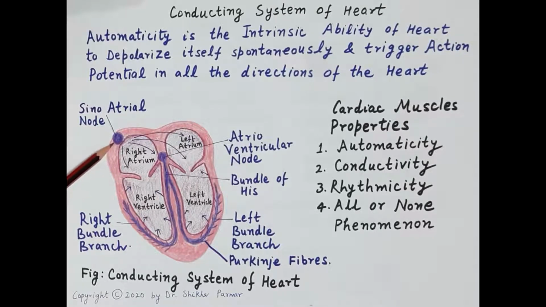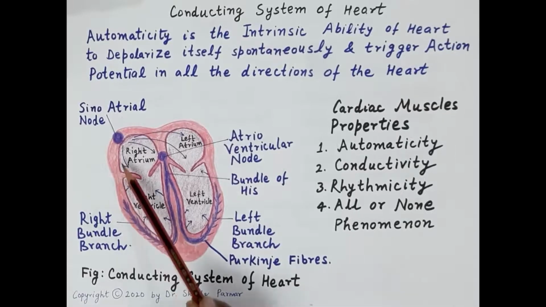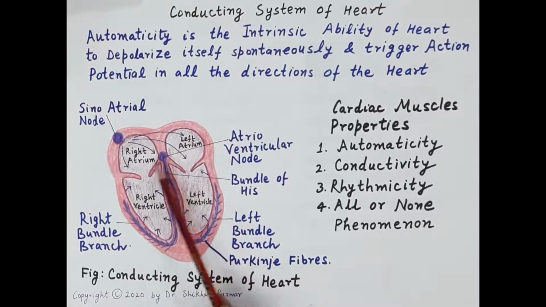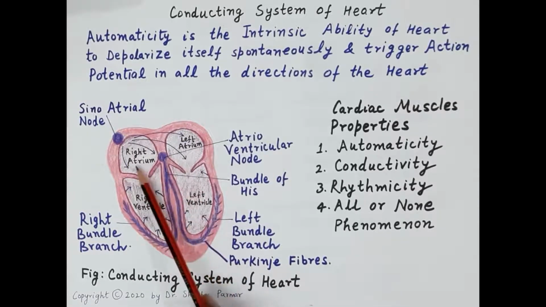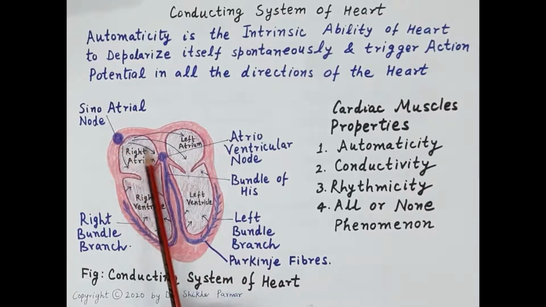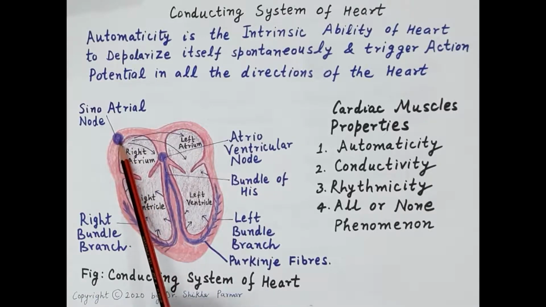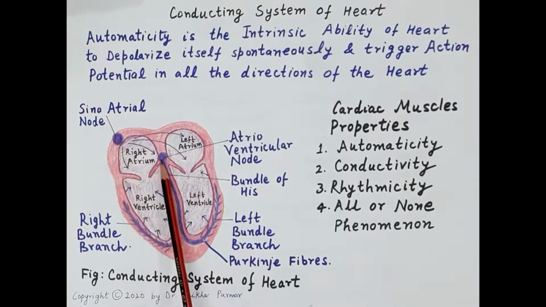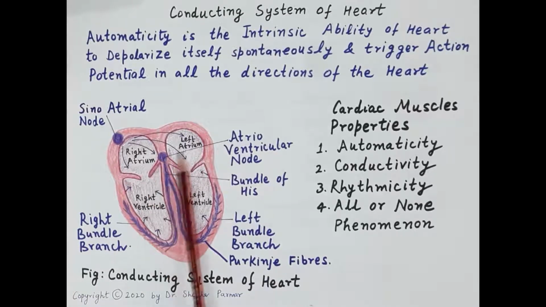Impulses from the SA node sweep over the entire wall of the atrium so that the 2 atria contract at the same time simultaneously. The time taken by the action potential generated by the SA node to reach the AV node is about 0.1 second, and that is the time taken by both the atria to contract.